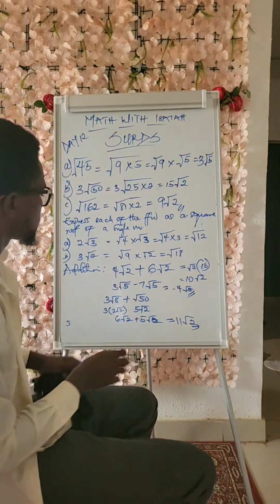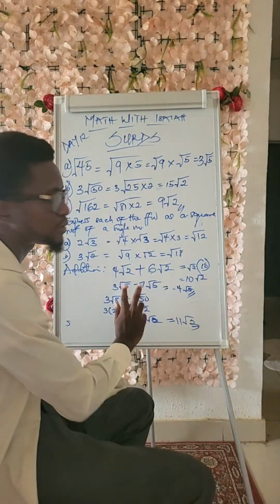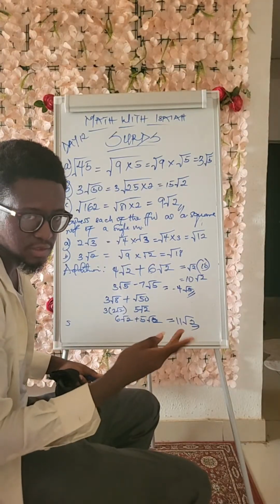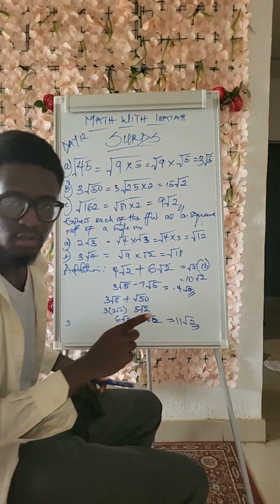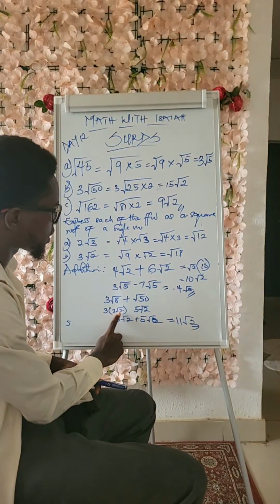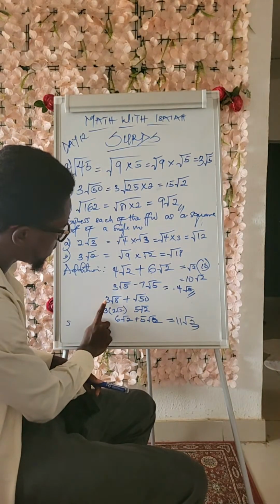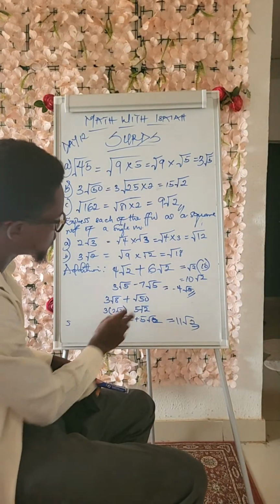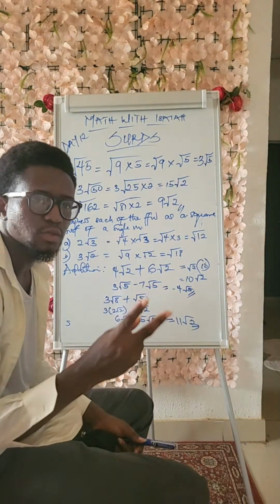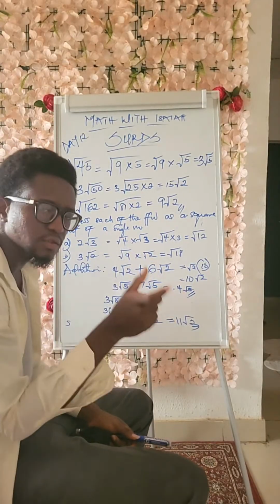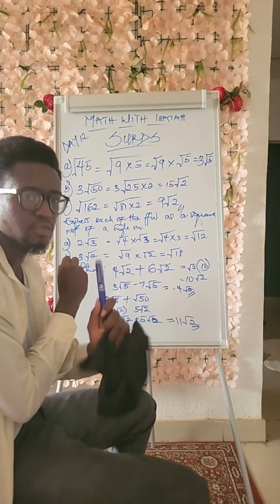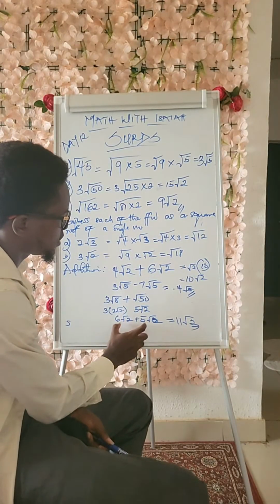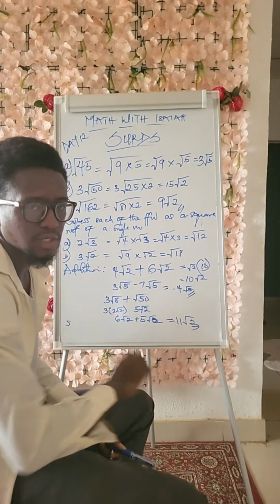Let's go over it again. 3 root 8 plus root 50. Root 8. What are the two numbers? 4 and 2. What's the square root of 4? That's 2. So that tells you this is 2 root 2, right? Then multiply by the 3 that is here. 3 times 2 gives you 6 root 2. Now we are here to 50. What are the two numbers? 25 and 2. What's the square root of 25? 5. That stands outside. Then root 2. Then you add 6 root 2 plus 5 root 2. 11 root 2. As simple as.